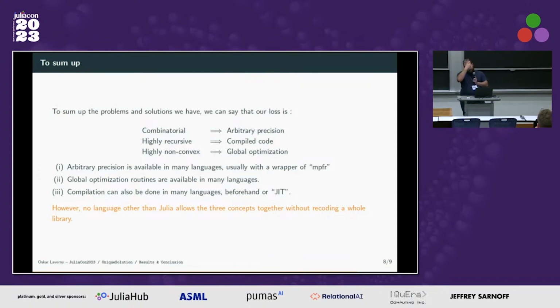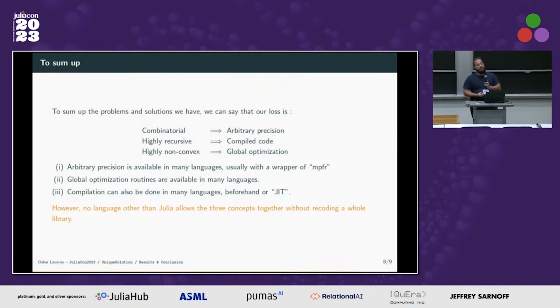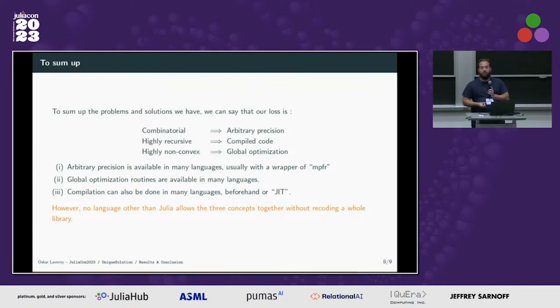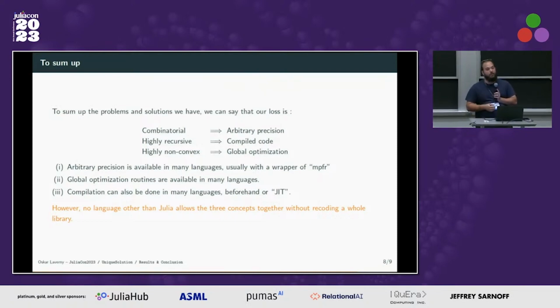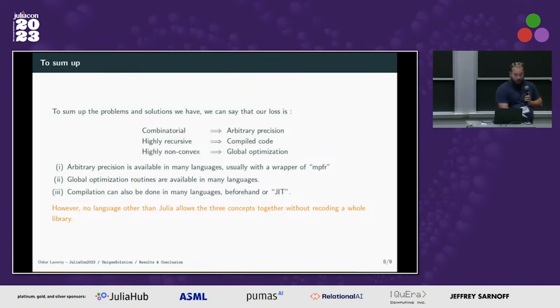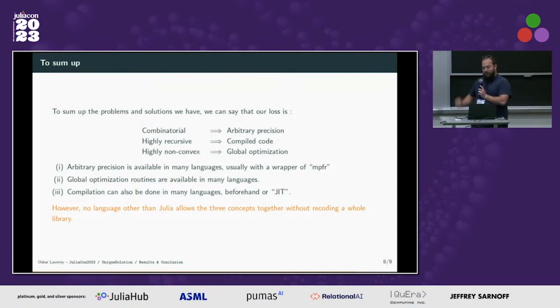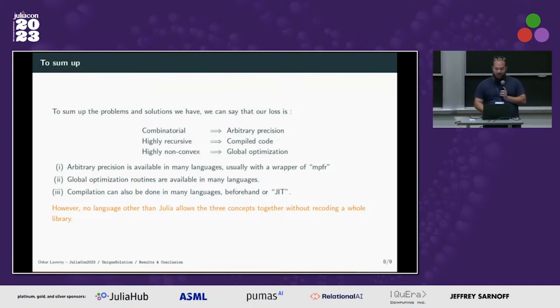But global optimization routines that work in arbitrary precision, that's something that is only available in Julia. That's something that doesn't exist everywhere else, unless you recode the global optimization library to handle BigFloats, which will take 10 persons a year of work, which I don't have as a PhD. Unless you recode the arbitrary precision library, which will also take a lot of work, and I can't do that. And so I learned Julia. It was the easiest way to solve the problem.